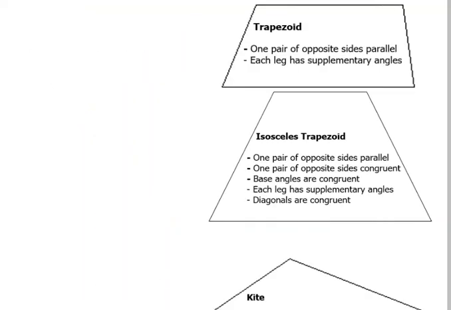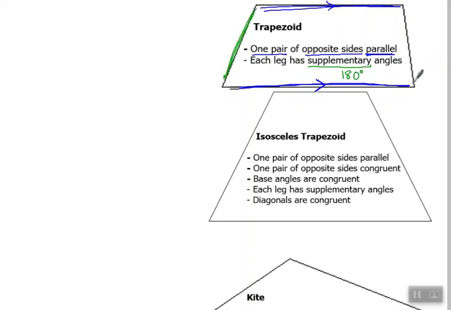Let's go ahead and take a look at the trapezoids. A trapezoid is when you have one pair of opposite sides that are parallel. So this side right here, parallel to this side right here in the picture. So those would have the same slope. Each leg has supplementary angles. So remember what we said about the supplementary, that means they add up to 180 degrees. So this is a leg, and this is a leg, and those angles that are on that leg are going to add up to 180 degrees.